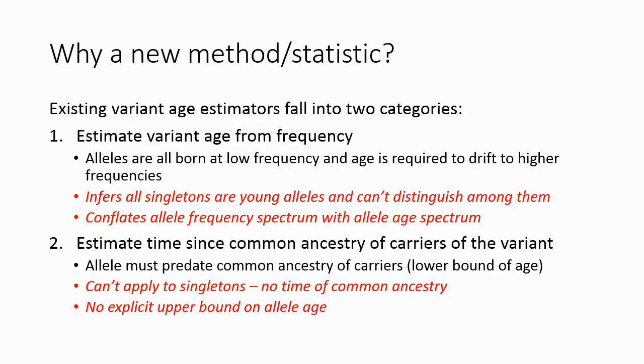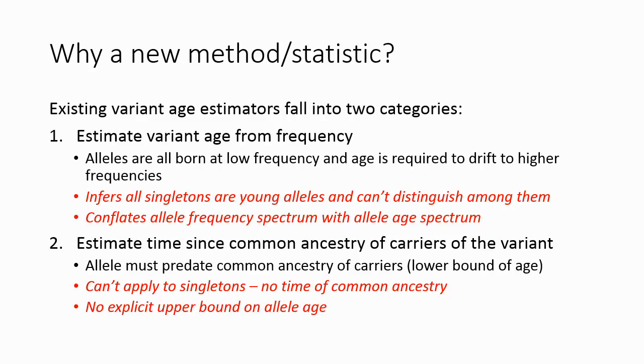But if you've got a huge class of your variants that are all singletons, there's nothing to distinguish amongst them. And there's very little to distinguish between a singleton and a doubleton and other rare alleles. And even furthermore, if we want to make use of an allele age distribution in estimating selection, but we've derived our allele age distribution from an allele frequency distribution, then you haven't actually added any information to the system.